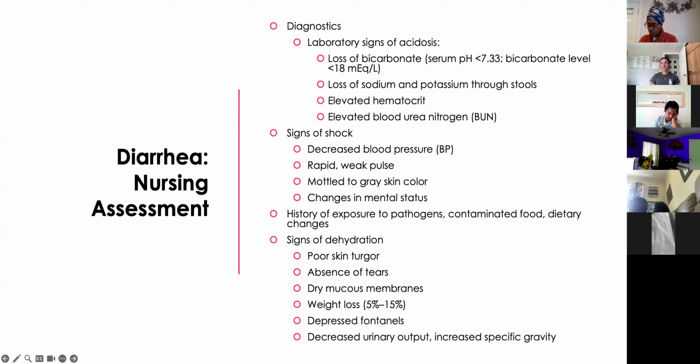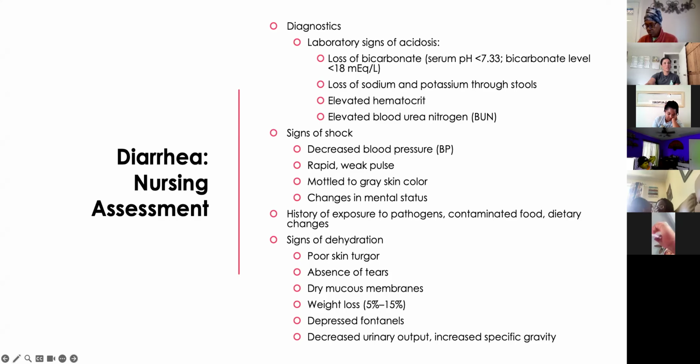We're looking for those signs of dehydration to start with, that poor skin turgor, not making tears, dry mucous membranes, weight loss, sunken fontanelles, decreased output. And those are going to progress into signs of shock if we go untreated. So we'll end up with a low blood pressure, rapid weak pulse, mottled color, and change in our mental status.